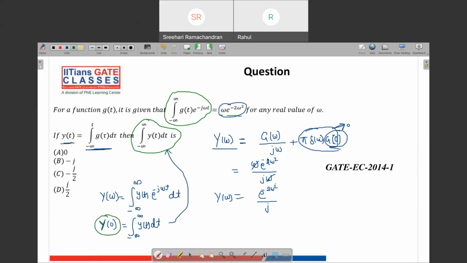So what will be the value? You take this Y of omega, put omega equal to 0. Once you put omega equal to 0, you'll get 1 by j. This 1 by j, you can also write as minus j. So this will be the correct answer. Anyone has any doubt here? Okay, we go to the next slide then.